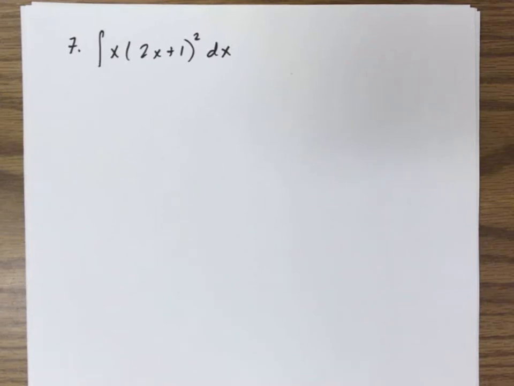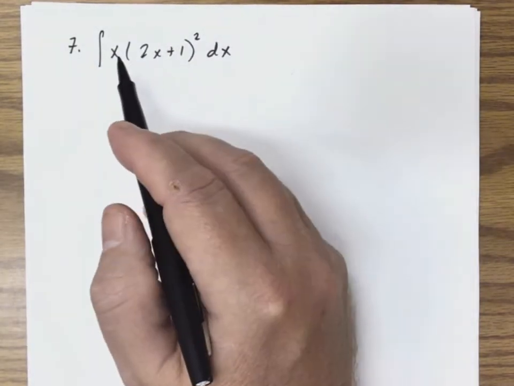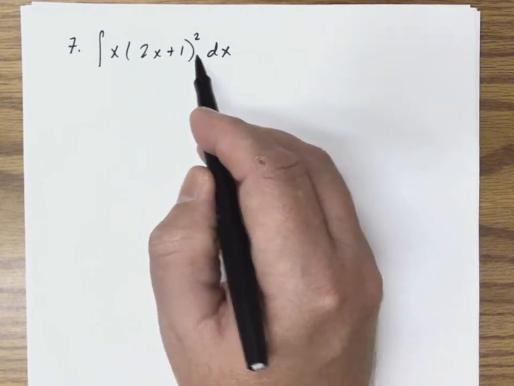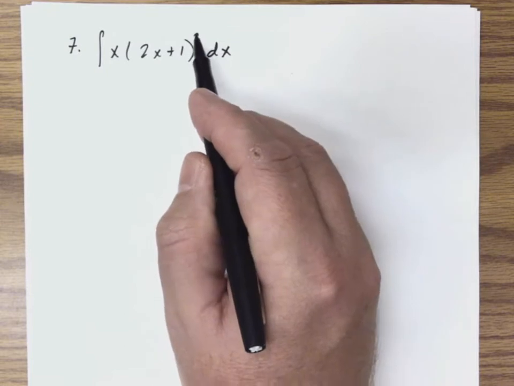We are now going to continue with problem 7. These problems, of course, get a little more complex the more you do. So this one we have the integral of x times (2x + 1) squared.